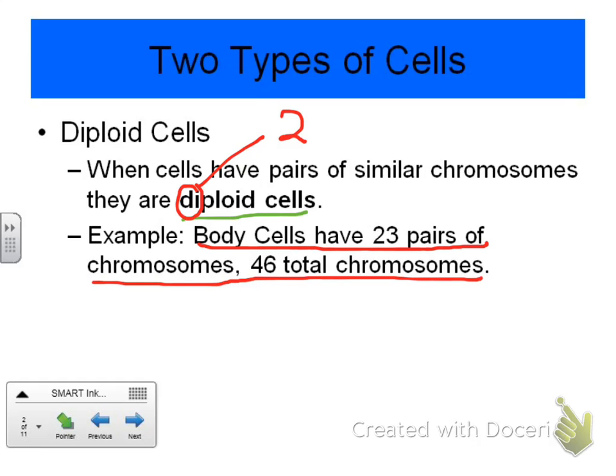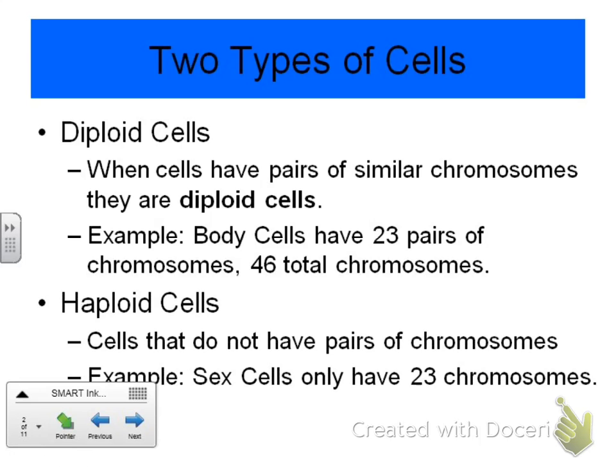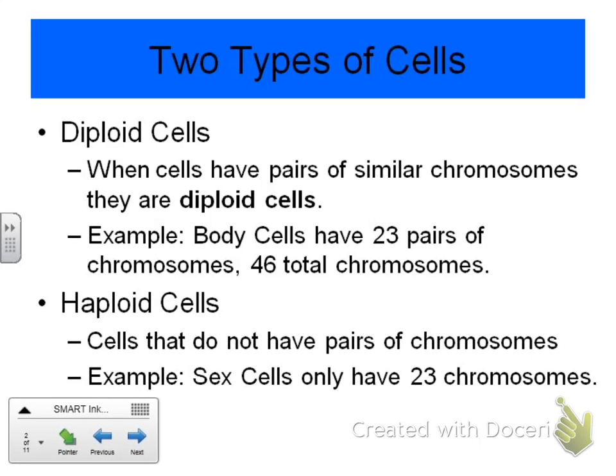Now, the other type of cell doesn't sound as much of an insult. The other type of cell is called a haploid cell. Those are the cells that do not have pairs of chromosomes. They don't have pairs of similar chromosomes. And for example, the sex cells all have 23 chromosomes, so they are not in pairs.